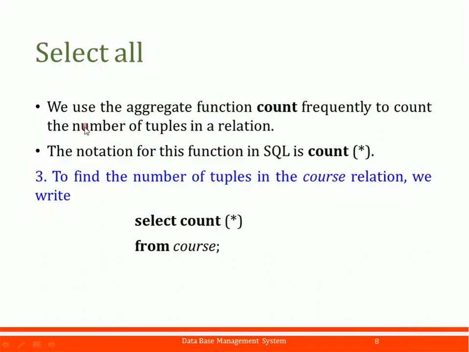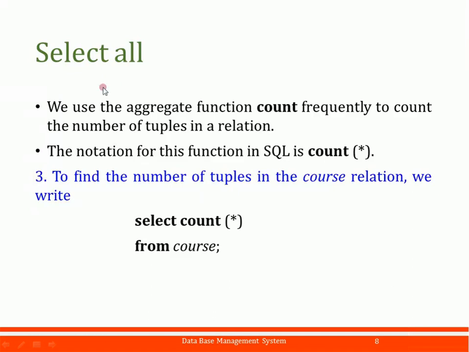The next is, for selecting all the tuples, we can use star notation. We use the aggregate function count frequently to count the number of tuples in the relation. For example, if you want to list all the tuples in a table, you will write select star from course. That will list out all the tuples from the course relation.